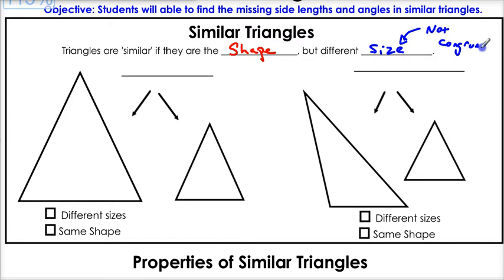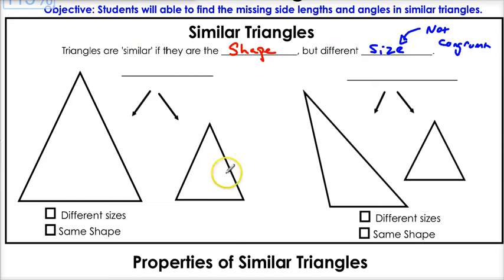All right, so we have two pairs of triangles down here. Two of them are similar, two of them are not similar. Take a minute, pause the video, and figure out which are the similar ones and which are the not similar ones. All right, pause the video. I said pause it and figure it out. All right, now that you're back, let's talk about it.